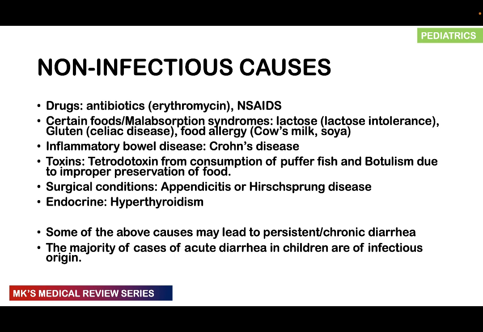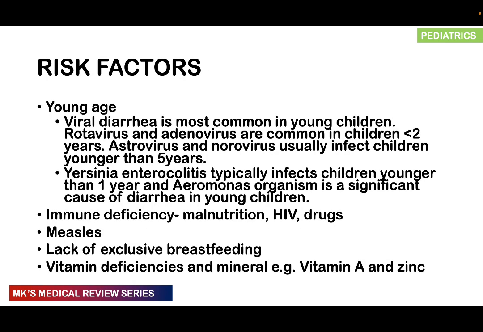The majority of the cases of acute diarrhea in children are going to be infectious in origin. Risk factors are those that have a young age. Remember that viral diarrhea is one of the most common things that children are going to be coming to the hospital for. Rotavirus and adenovirus are very common in ages below 2 years. Astrovirus and noroviruses usually infect children that are younger than the age of 5. Yersinia enterocolitica is typically going to be seen in children younger than 1 year, as well as Aeromonas, an organism that's going to be causing significant diarrhea in young children.